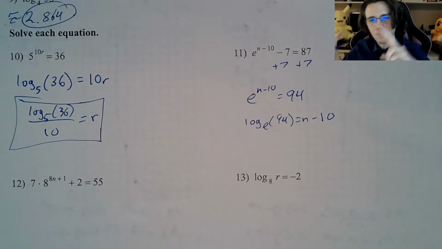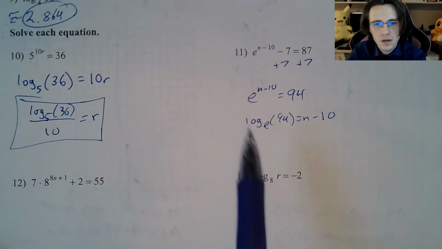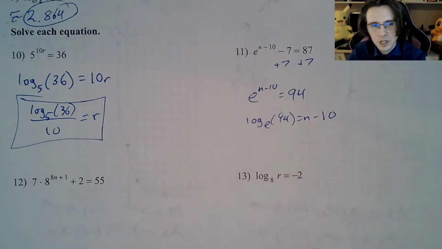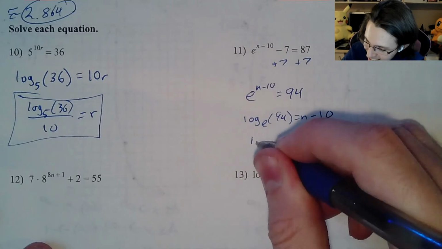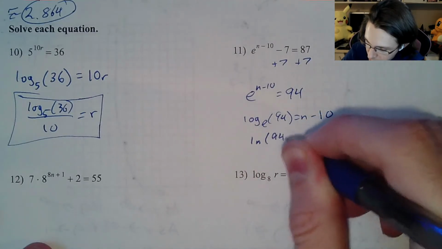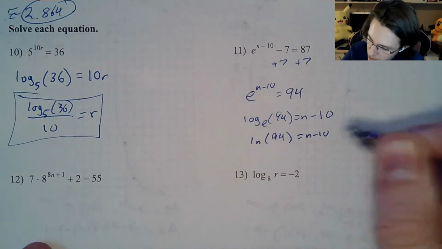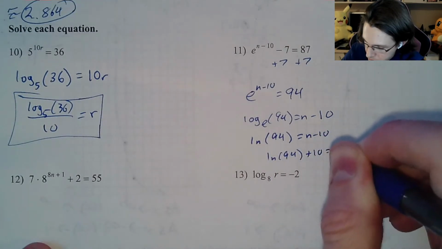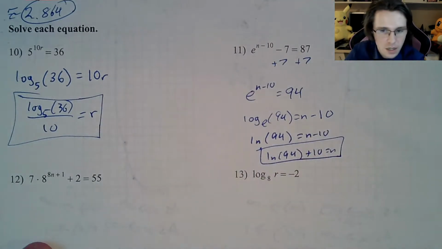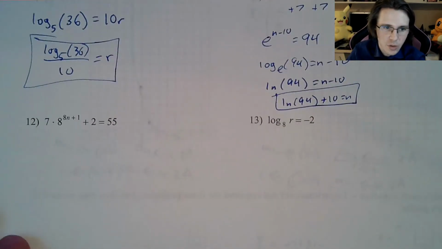However, I made a quote-unquote mistake. The mistake that I made here is that I wrote log base e. We want to make sure we're using the correct notation. We never write log base e, the same way we don't write log base 10. We write the shorthand version of it, which is ln. So we're going to write ln of 94 is equal to n minus 10. Then we're going to add 10 to both sides, and then we're done. Cool beans.